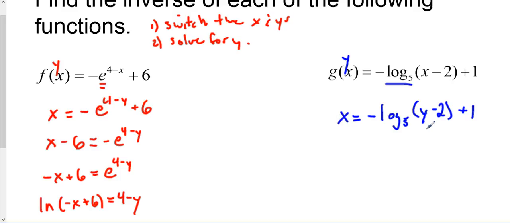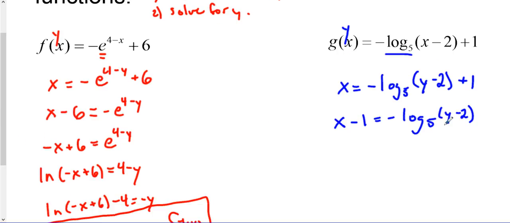In order to do that, we have to get the log by itself first. So we have to get x, so we subtract 1, and that equals negative log base 5. I know a lot of you can probably do this algebra in your head or skip some steps, but I'm going to write this step by step for everybody to see. And we're now going to divide by the negative. All right, so we have negative x plus 1 equals log base 5 of y minus 2.